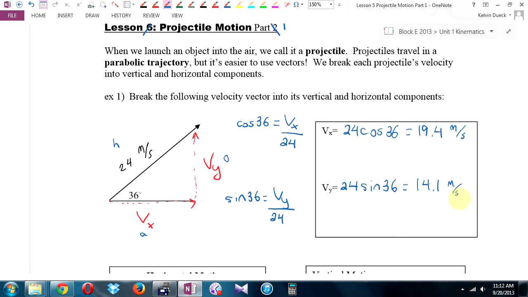You know, Mr. Dueck, if you were a good teacher, you'd have some stupid way that I could remember that Vy equals sine. Yes, Sean, if I was a good teacher, I would have some stupid way that you could remember that. But I got nothing, so you're on your own. I apologize.